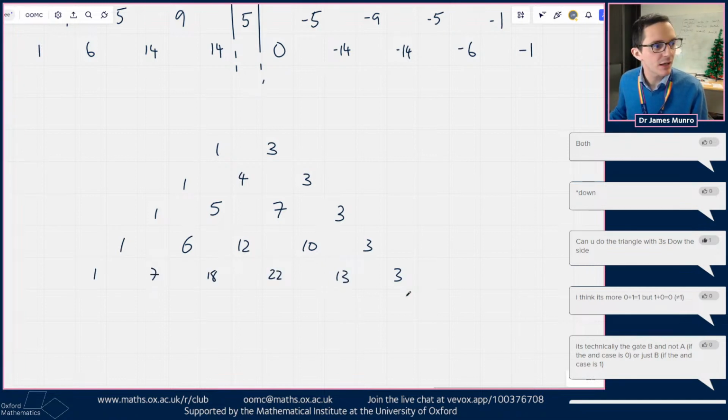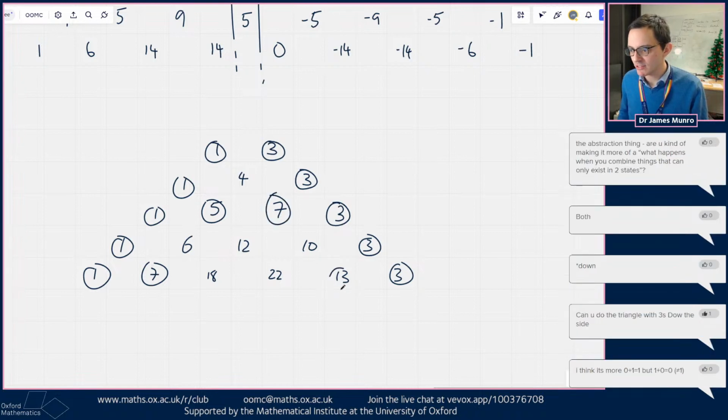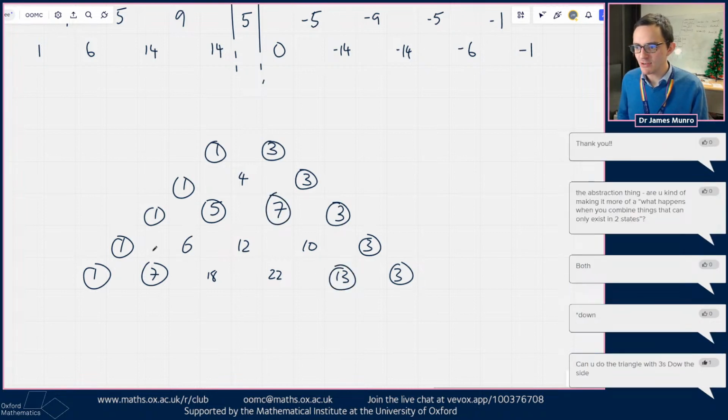Both you get 3 times Pascal's triangle, I think. Everything's just 3 times as big. One-sided, I don't know. I'm going to hang out a little bit just to see if people are suggesting stuff to do with Pascal's triangle. Oh, it's kind of not.